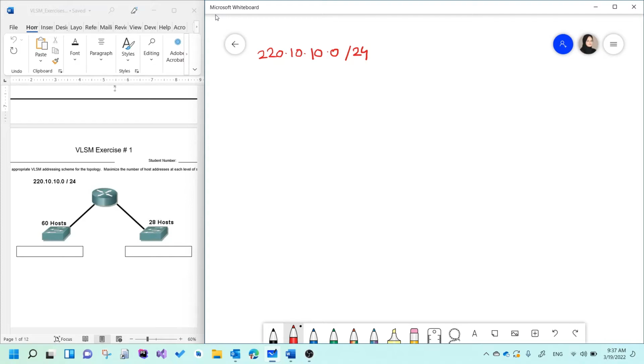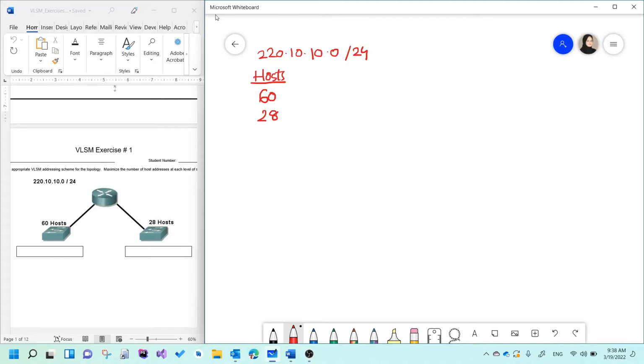The next thing would be to list the number of hosts that are required in every subnet in descending order. The highest would be first and the lowest would be last. In this case, the highest is 60 and the lowest is 28. Now you need to figure out how many bits you would require to get 60 hosts or almost 60 hosts, and how many bits to get almost 28 hosts.